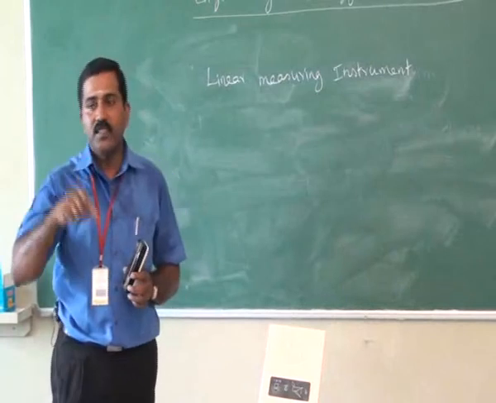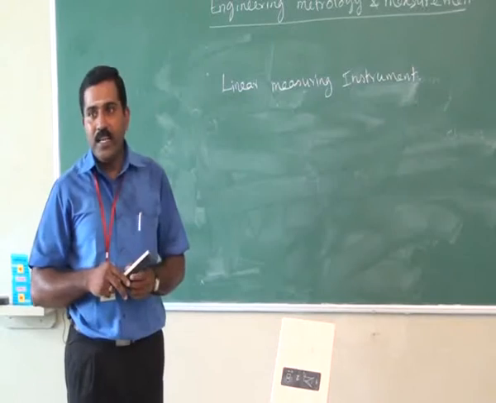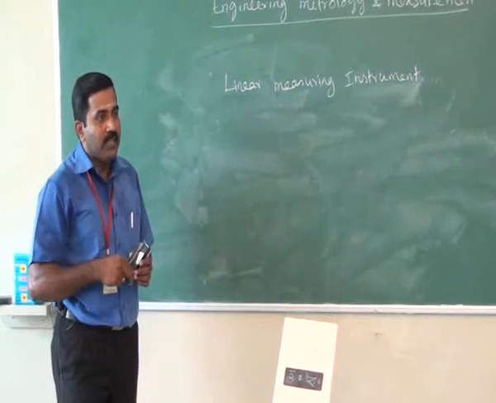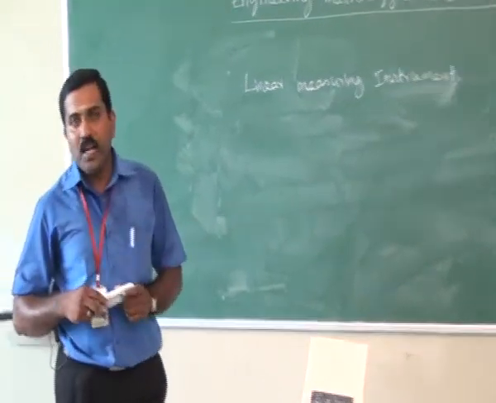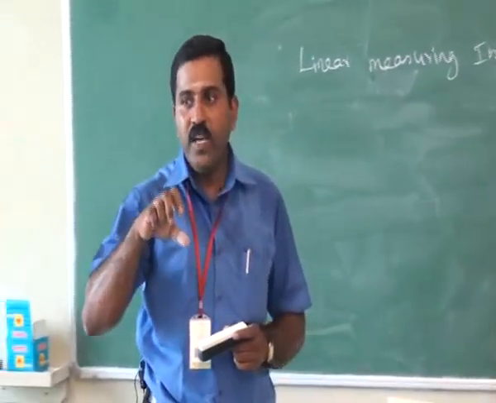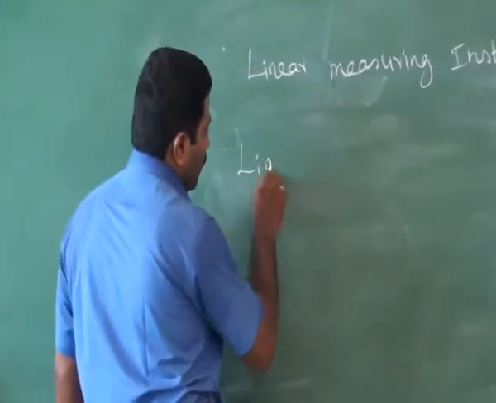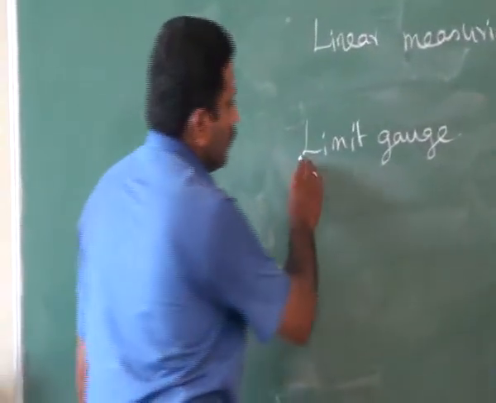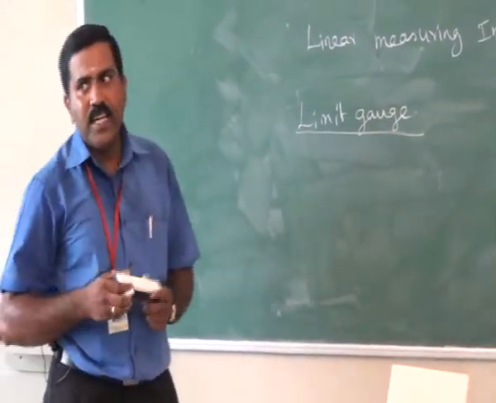Checking all the components using linear measurement would take more time. To avoid this time, we use the limit gauges. The limit gauges are designed based on working standards. The company decides the standard. So that is the limit gauge, used for inspecting components.